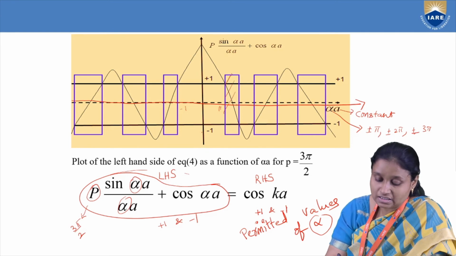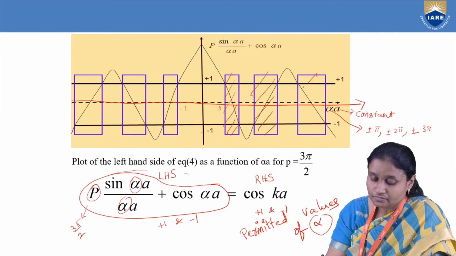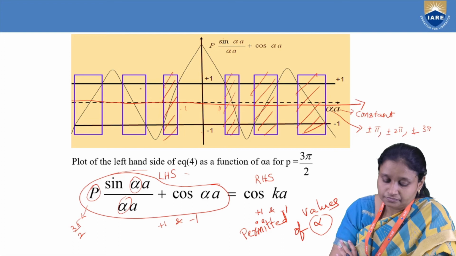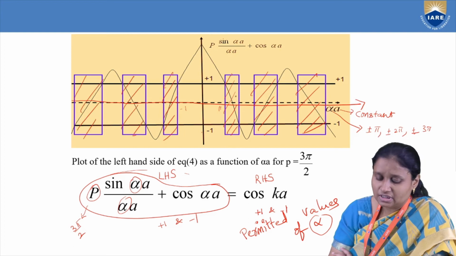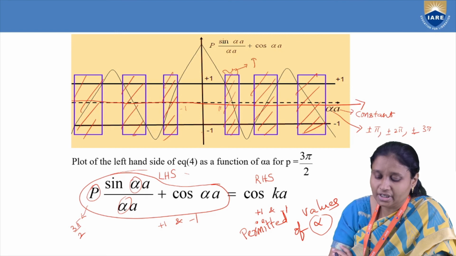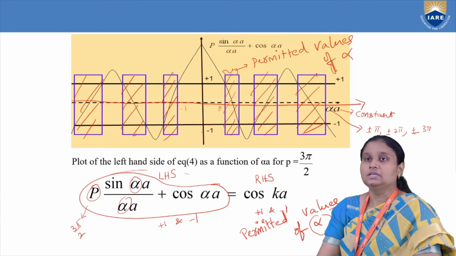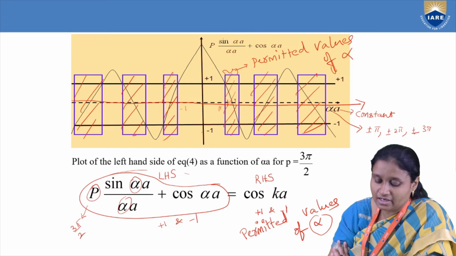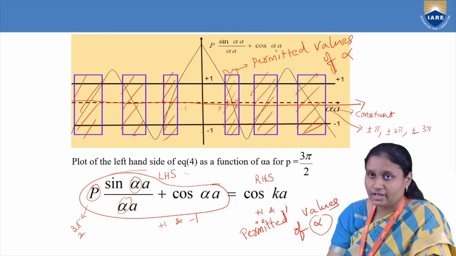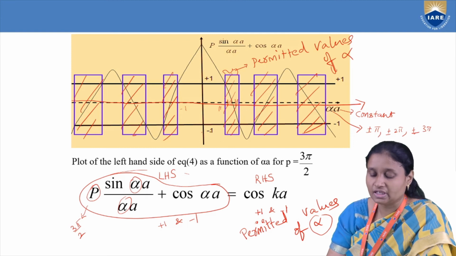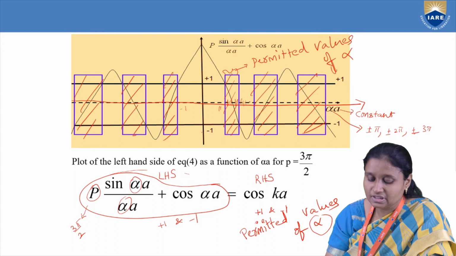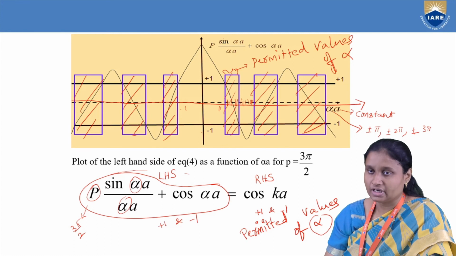Now, if you see these regions, what are these regions? These shaded regions, I'm shading them. These shaded regions are formed by permitted values of alpha. Here you will have different values of alpha, and if I substitute them, my left hand side of this equation falls between +1 and -1. After that, if you see these values of alpha, if I substitute them in the left hand side, it goes beyond either +1 or -1. Again, I formed one shaded region.